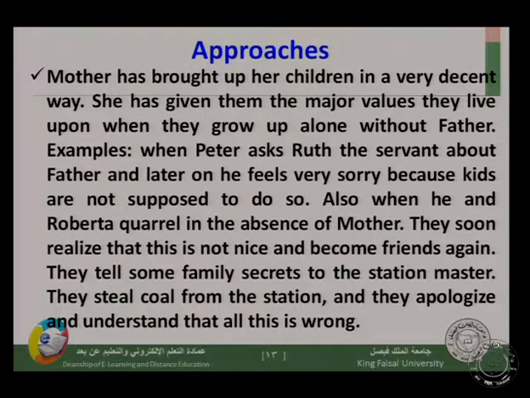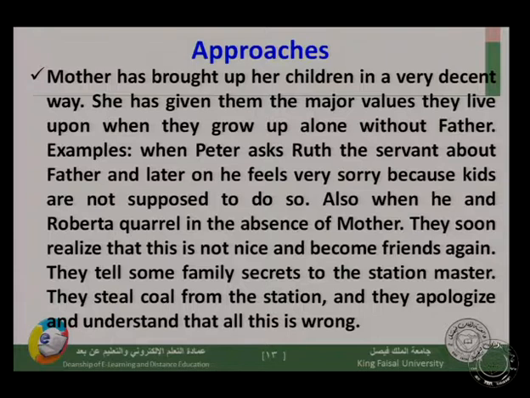They tell some family secrets to the station master. Later on in the novel, they become friends with the station master, and little by little they begin to talk to him about the secrets of home, which is not good in any well brought up family, and they certainly feel very sorry about that.